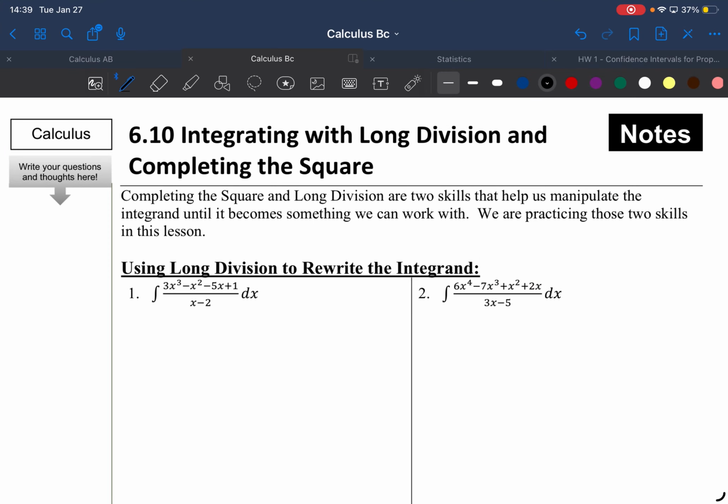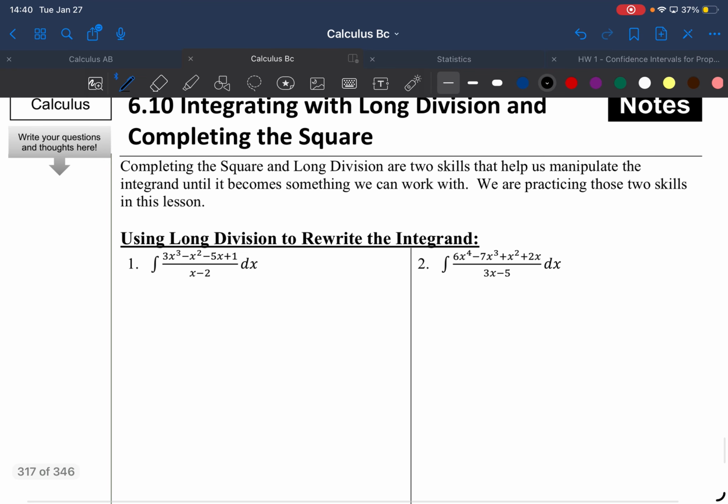Okay, 6.10 is integrating with long division and completing the square. It says completing the square and long division are two skills that help us manipulate the integrand until it becomes something we can work with. So those are the two skills we're going to practice today.